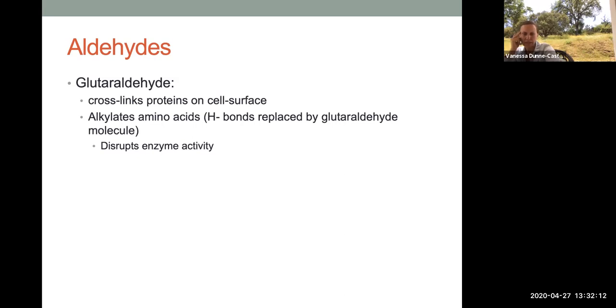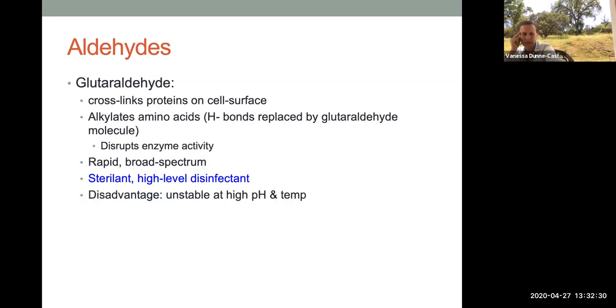It's called alkylate, so it physically bonds, changes the place of a hydrogen bond and puts this giant glutaraldehyde molecule in the place of that hydrogen bond, which completely stops enzyme activity. Rapid and broad spectrum, if it's high level or in high concentration, it can be a sterilant or high level disinfectant. There are some limitations to this one.